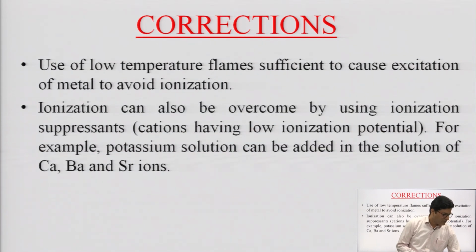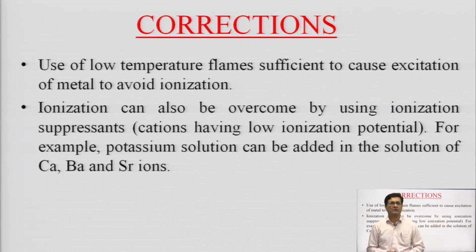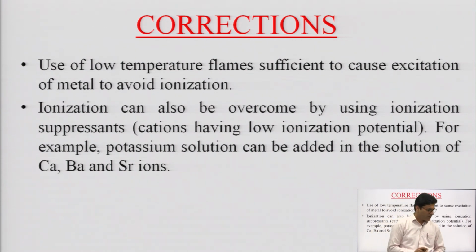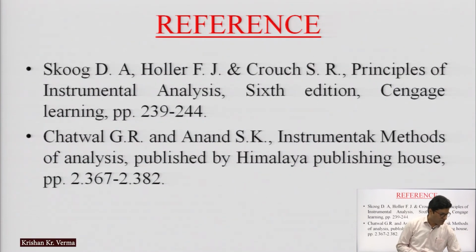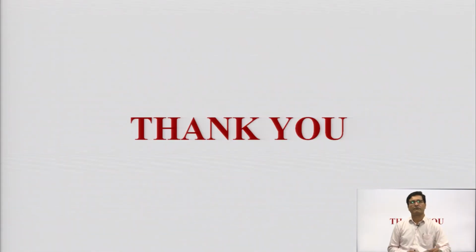Then low temperature flames can also be used, and ionization can be suppressed by ionization suppressants. Ionization suppressants can be, for example, potassium in the determination of calcium, barium, or strontium. These are the references that you can refer to for further study. Thank you very much.